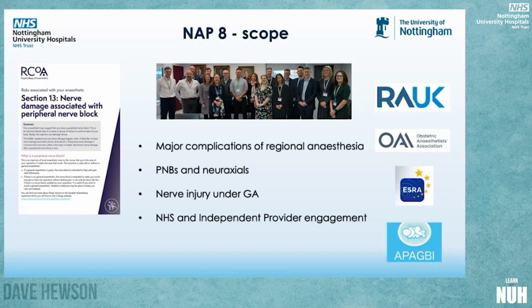So it's going to look at major complications of regional anaesthesia, both peripheral nerve blocks and neuraxial. It's the first NAP that's going to rerun a previous NAP project, NAP3, which is obviously 15 years ago now. Because you need to contextualize the risk of nerve injury with peripheral nerve blockade alongside the risk of nerve injury under general anaesthesia, so that you can have an informed discussion with patients. So it is going to look at neurological injury and position-related nerve injury under GA as well.